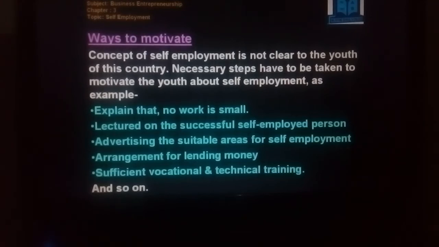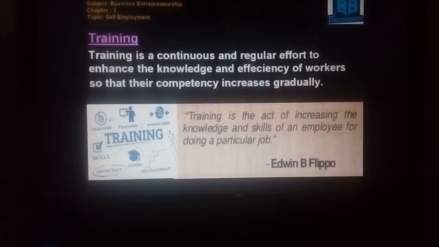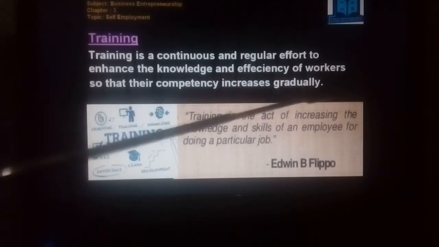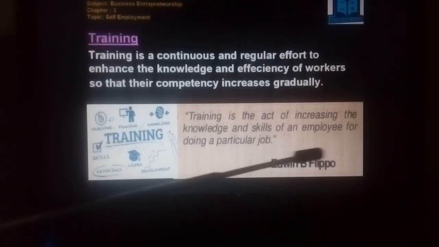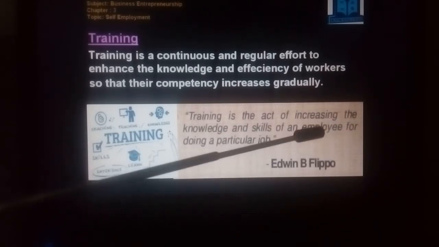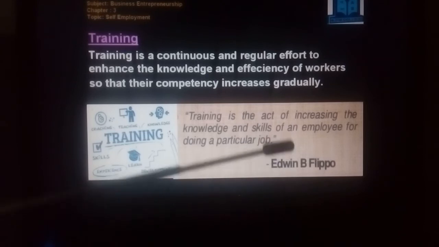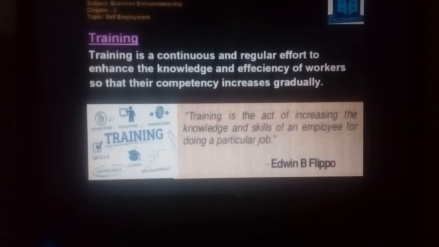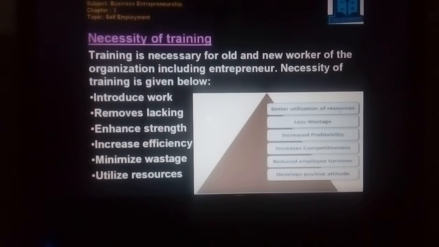training, and so on. Now, dear student, our next topic of this chapter is training. Training is a continuous and regular effort to enhance the knowledge and efficiency of workers so that their competency increases gradually. According to Edwin B. Flippo, training is the act of increasing the knowledge and skills of an employee for doing a particular job. In a word, we can say that by training, one can enhance their work efficiency and competency.